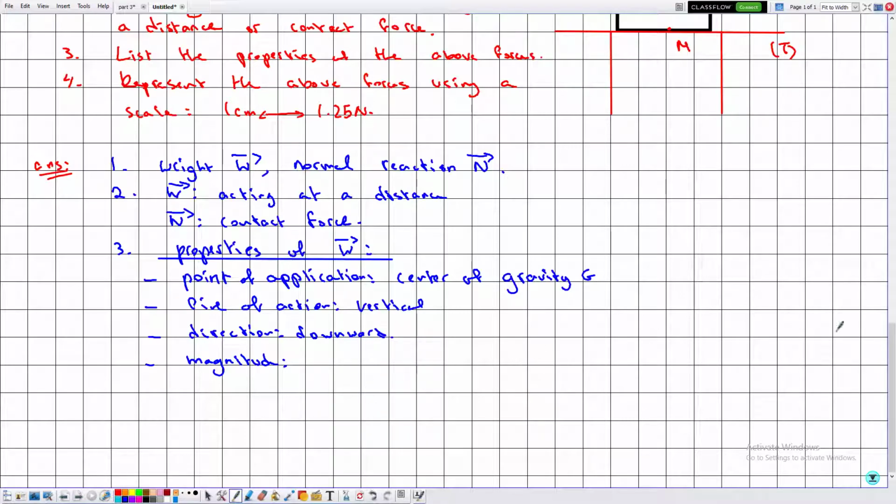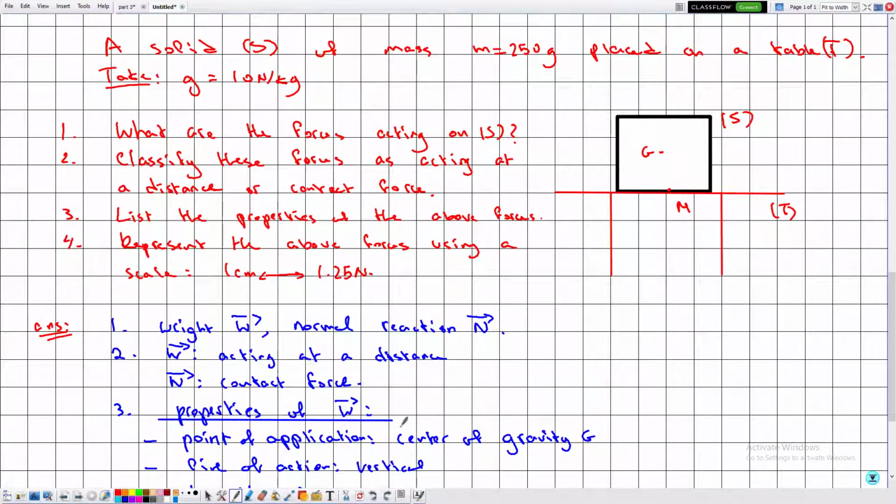Here, let me add also, knowing that they have the same magnitude. Okay, so this part that I have just added is for part 3.